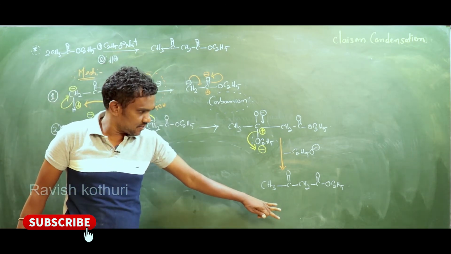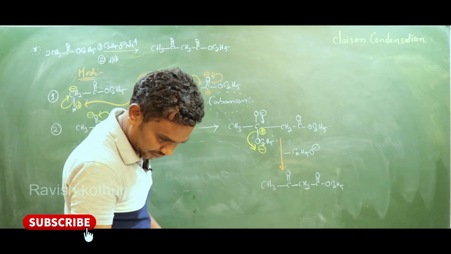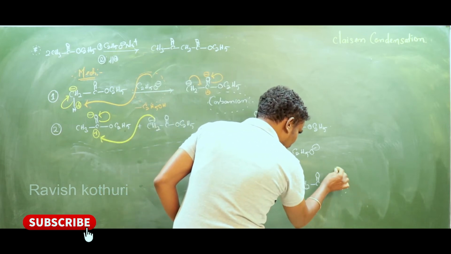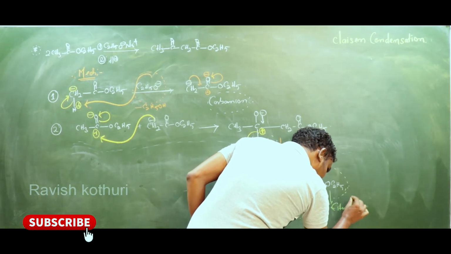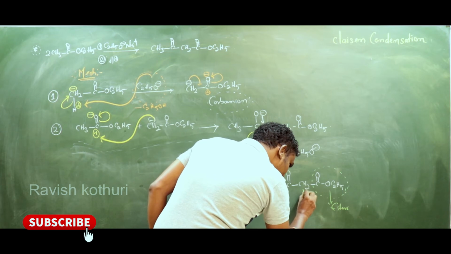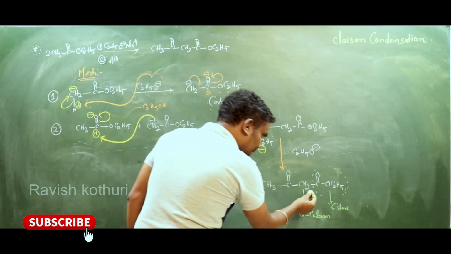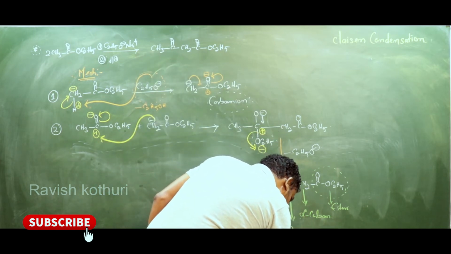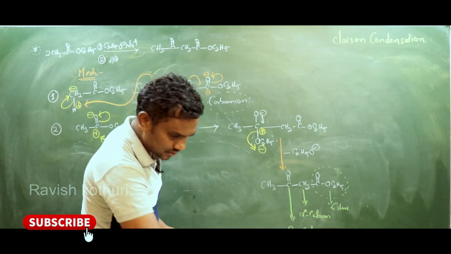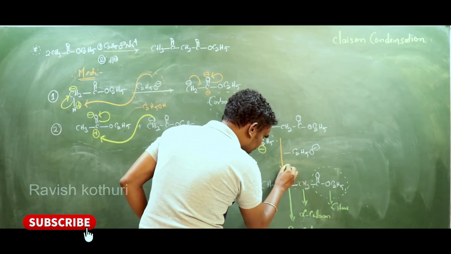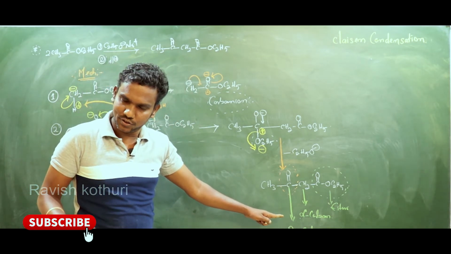See, my ideas. This is beta keto ester. So why is it called beta keto ester? Be focused. Observe carefully, my dear. This is the ester functional group. The carbon beside the functional group is the alpha carbon. The carbon beside the alpha carbon is the beta carbon. Here the beta carbon contains the keto group. So that is the reason this is called beta keto ester.